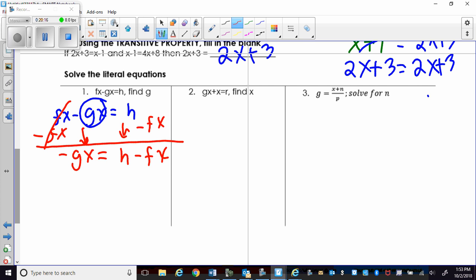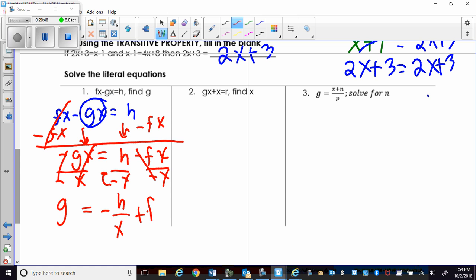Negative x. You can't just divide by x. It has to be a negative x. That's going to change some signs. The g is going to become positive. That cancels, becomes positive. g comes down, equals. Put the negative right in the middle. Negative h over x. Negatives become positive. Plus f. What happens to the x? The x's cancel. This is the answer.